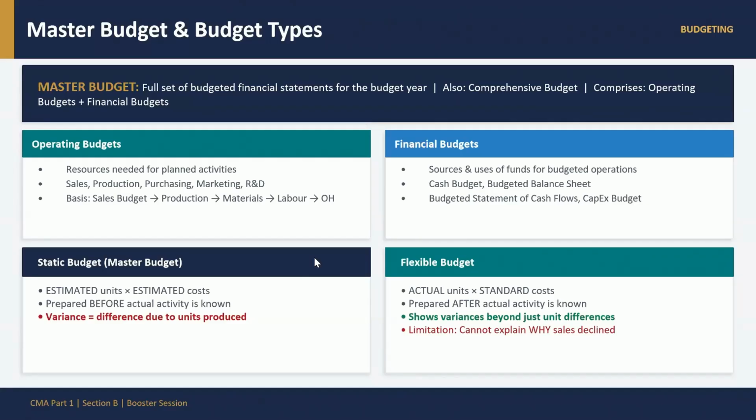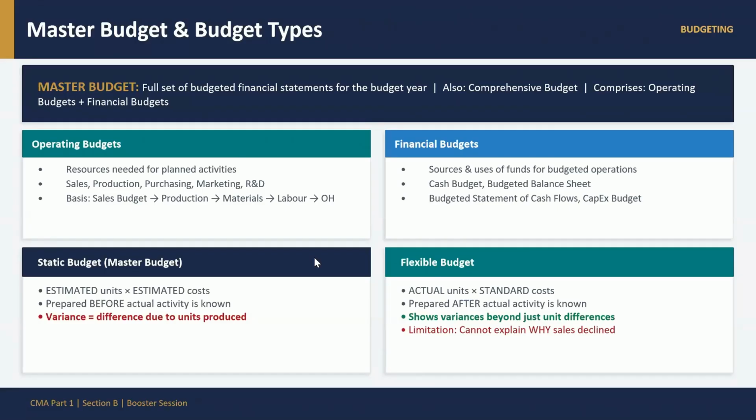I'll explain what these pro forma financial statements are. It is not a part of the master budget. Good try. Okay, so now static budget and flexible budget. The next distinction is between static budget and flexible budget. Static budget is nothing but our master budget. That means whatever we have planned for our coming year, that is the static budget. So here we will have estimated units and estimated costs.